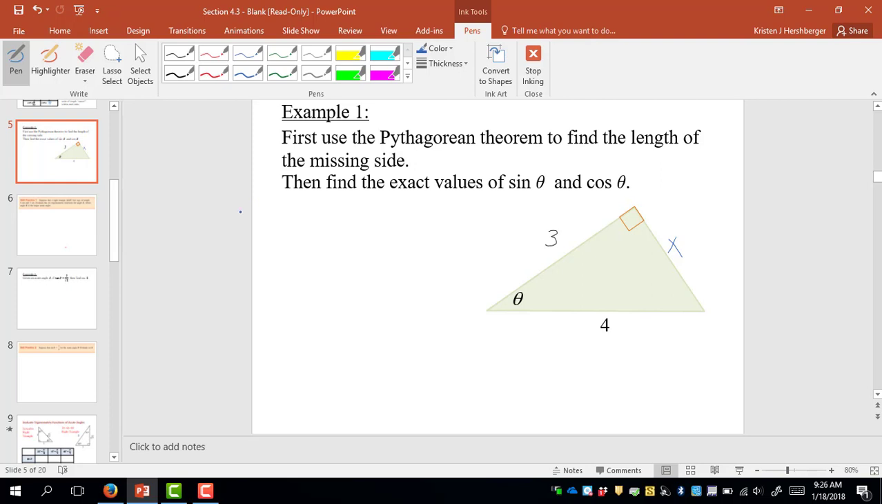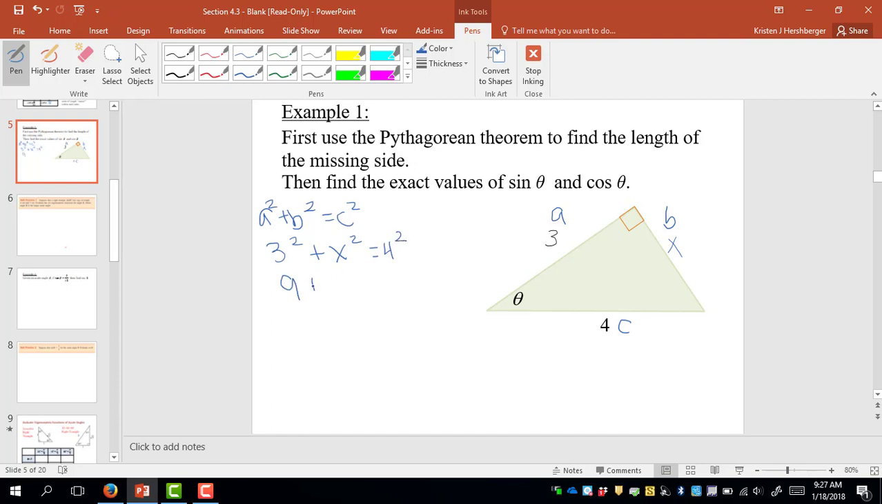If you've forgotten, the Pythagorean theorem is a squared plus b squared equals c squared, where c is the hypotenuse. So across from the right angle is our c. The legs are a and b. It doesn't matter which is which for a and b because they're both legs. So our a is 3. We're solving for b. And our c is 4.